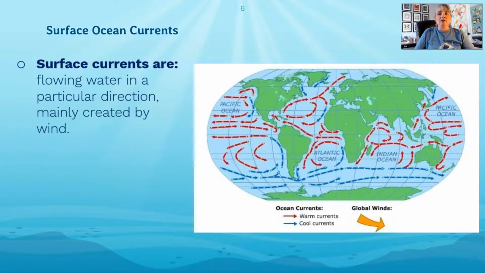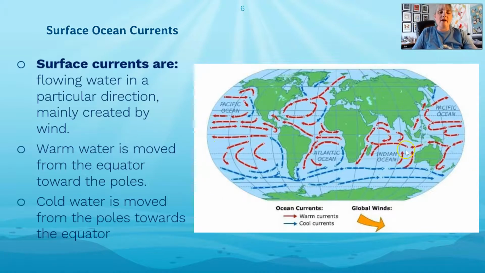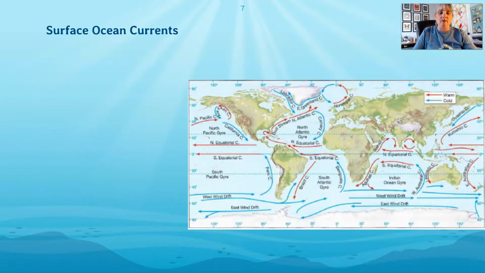All right, so surface ocean currents are basically flowing water in a particular direction, and they are mainly caused by wind. Warm water is moved from the equator towards the poles. So remember, the equator is in the middle, and we've got warm water sitting at the equator, and that warm water gets pushed around towards the poles. And we've got cold water from the poles that gets pushed up towards the equator. So currents really help move those different temperature waters around.